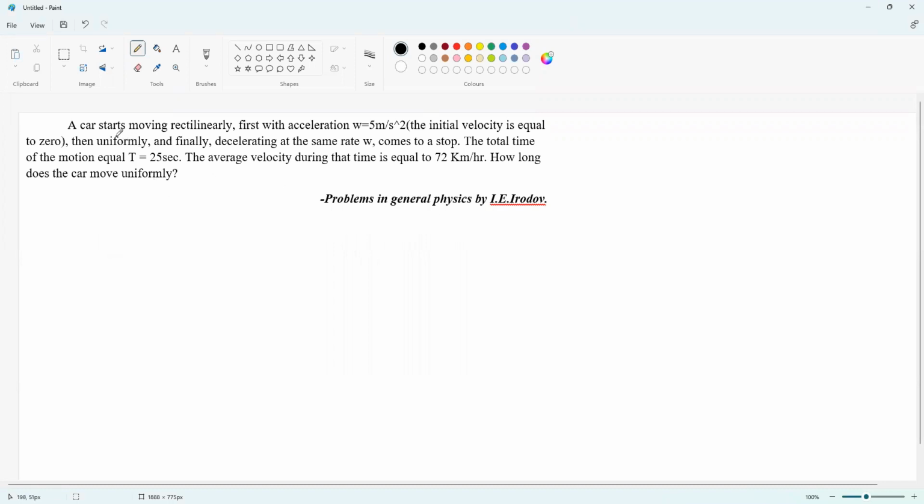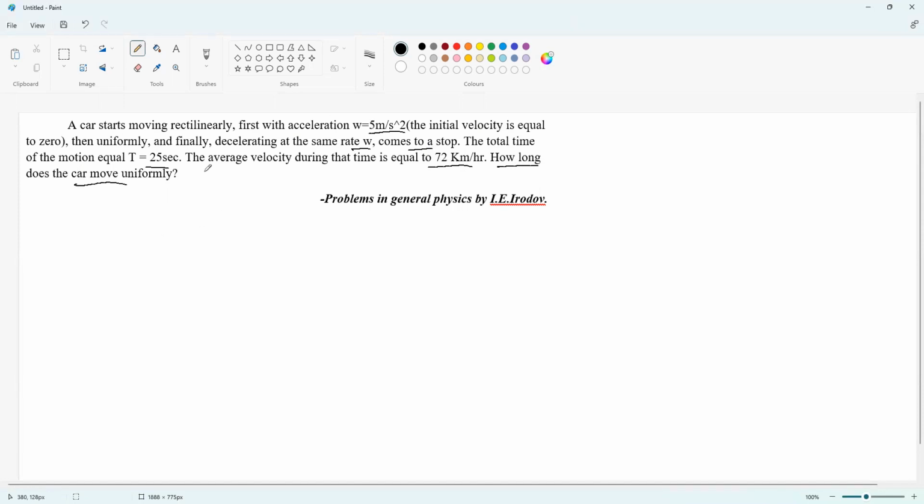Here it says that a car starts moving rectilinearly, first with an acceleration of 5 meters per second squared, with initial velocity equal to 0. Then it moves uniformly for some time, and then finally it decelerates at the same rate and comes to a stop. The total time of the motion is 25 seconds, and the average velocity during the time of 25 seconds is 72 kilometers per hour. Now we need to find how long the car moves uniformly.